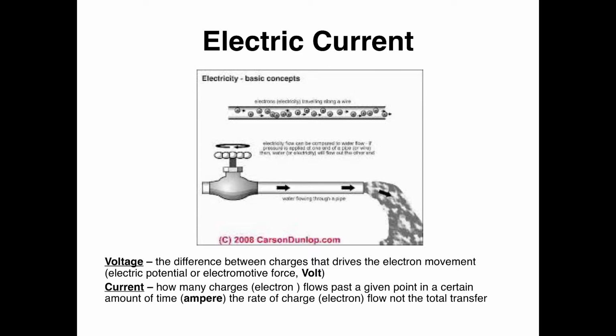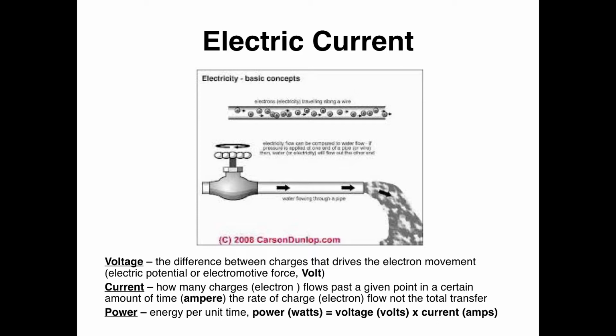Now the flow itself, how much water passes through the pipe in a certain period of time, similarly how many electrons pass through the wire in a certain period of time, is the current. It's what's called the current. So the current is the flow of electrons per unit time, and it's measured with a unit called an ampere. And so the rate at which the charge flows through the wire is what is important, not the total amount of charge that passes through.